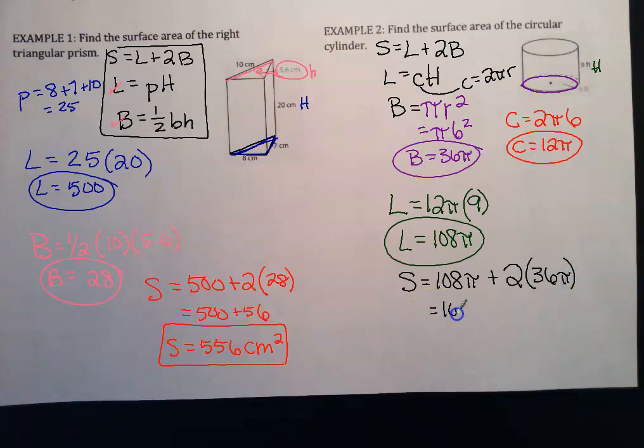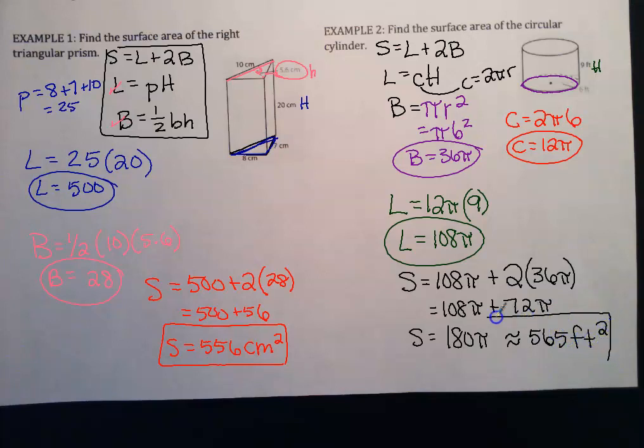So that's going to equal 108 pi plus 72 pi. So 172 pi? 108 plus 72. So 180 pi. Or if you put it in the calculator to actually get an answer, it's going to be about 565 feet squared is the surface area.